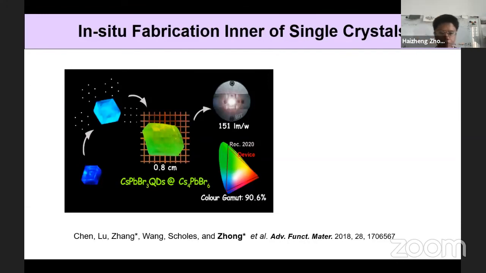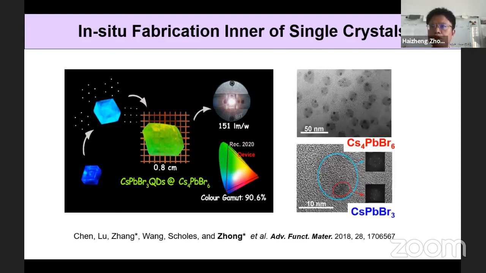So I just showed you how perovskite QDs can be fabricated in a polymer matrix. Actually, they can also be fabricated in-situ in single crystals. And this is a well-known example of cesium lead bromide QDs embedded in single crystals. I don't have time to show the details, but the in-situ fabrication in single crystals of perovskites also gives very interesting opportunities to explore the optics of perovskites.